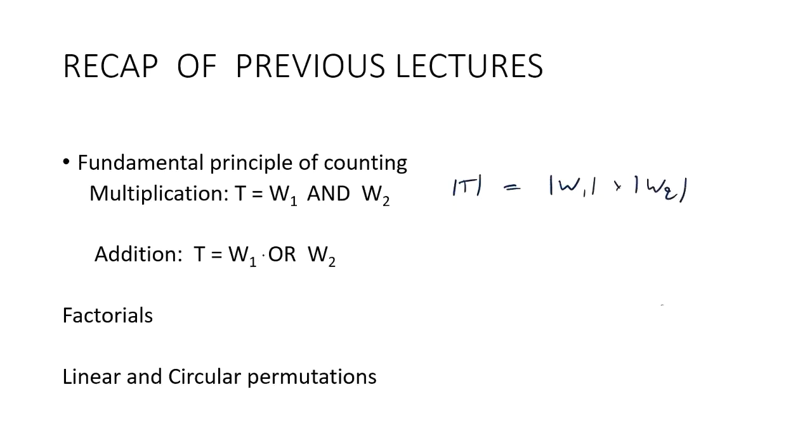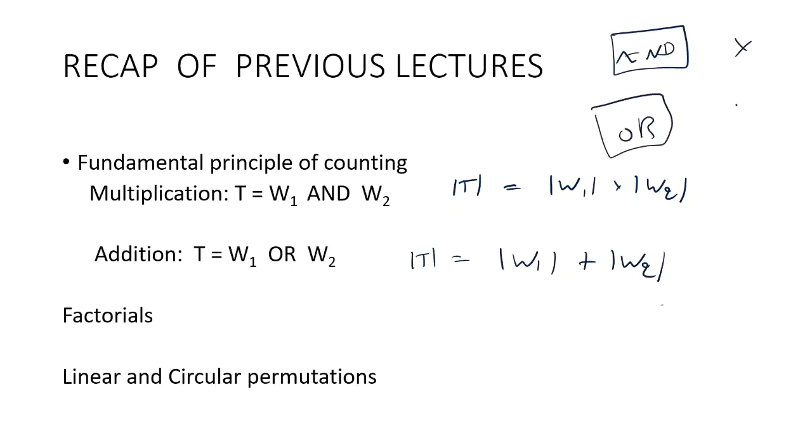And coming to addition, if a task can be performed in two formats, W1 and W2, then the number of ways of completing the task is equal to the number of ways of completing W1 plus the number of ways of completing W2. So what you have to remember is, whenever AND comes, you have to do multiplication. Whenever OR comes, you have to perform addition. These are the basic things that you have to remember throughout this chapter.